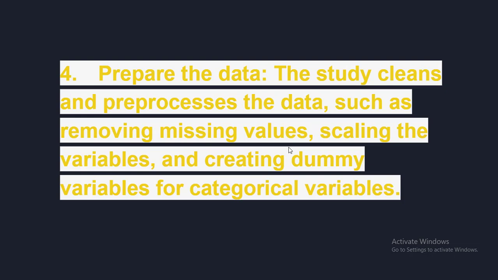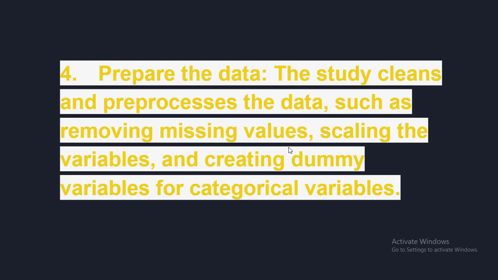Next step is preparing the data. In this step of the data science process, we need to prepare the data for use in building the regression models. This involves cleaning and pre-processing the data so that it is in a suitable format for analysis. In this example, we clean and pre-process the Boston housing dataset by performing several tasks, including removing missing values. Missing values can cause problems for regression models, so it's important to deal with them appropriately. In this case, we remove any observations with missing values rather than trying to impute the missing values.